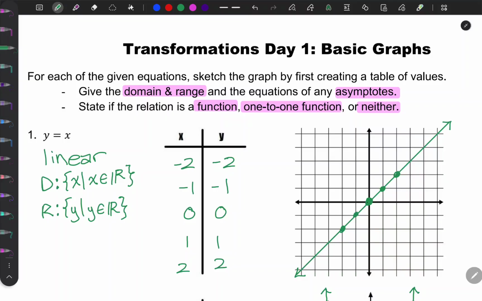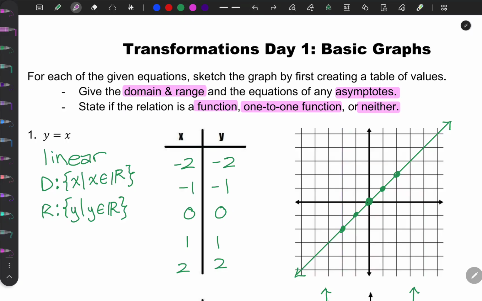Now to decide if the graph is a function, it needs to pass the vertical line test. I'm going to highlight a line for this just to make it a little bit clearer. If you draw a vertical line at any place along the graph, you'll notice it only crosses the relation at one point. For any x value, there should only be one y value. That is what makes something a function. So we already know that y equals x is a function by the vertical line test.